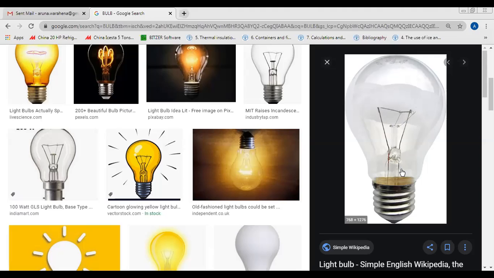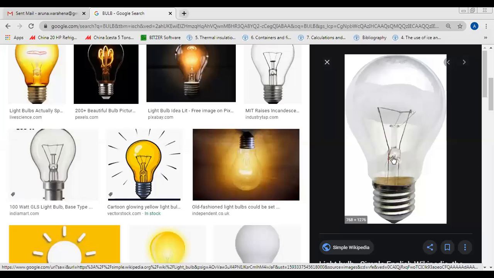So this is a closed system. No mass transfer, but only energy transfer in terms of light and heat. Light is another type of energy here. So what is the input? Input is electrical energy, but we call it a kind of work.